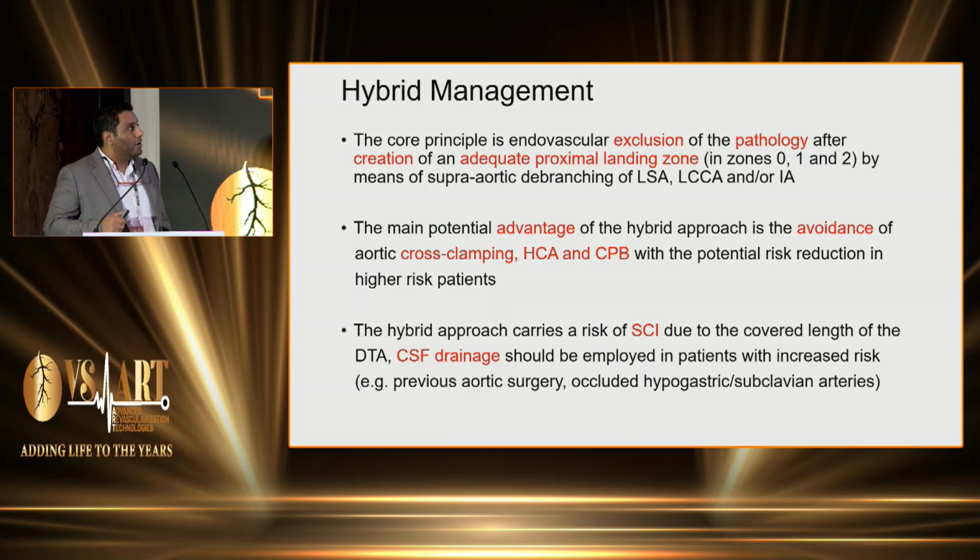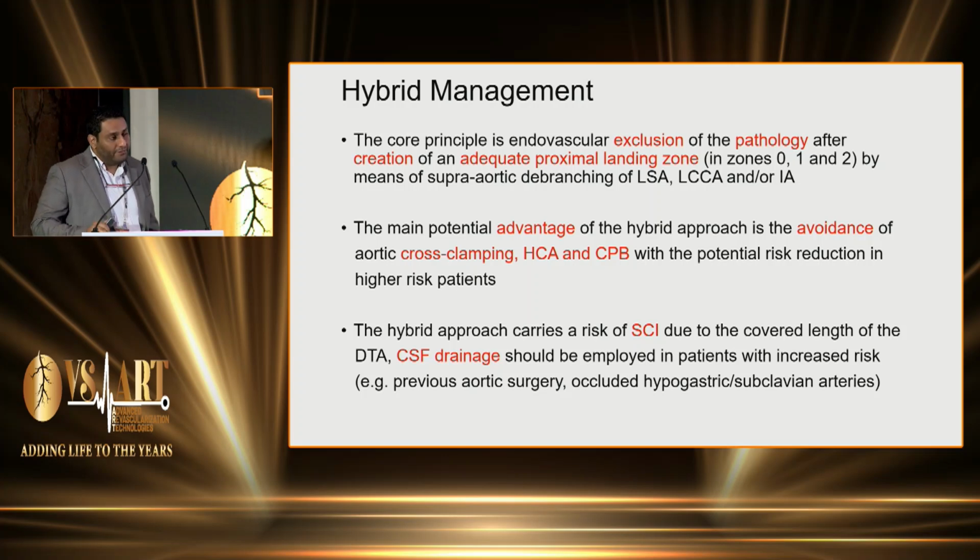But I think we are now moving more towards the hybrid and endovascular era. First of all, in hybrid management, the principle, as we all know, is to exclude the pathology and create an adequate proximal landing zone in zone 0, 1, and 2 for our endovascular graft by doing debranching. The potential advantage of this, of course, is to avoid hypothermic circulatory arrest, cross-clamping, and cardiopulmonary bypass in these high-risk patients. But spinal cord ischemia is still a big challenge, especially when we are covering a long segment of the descending thoracic aorta.